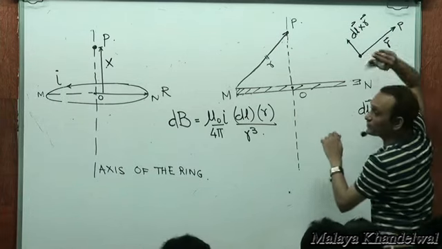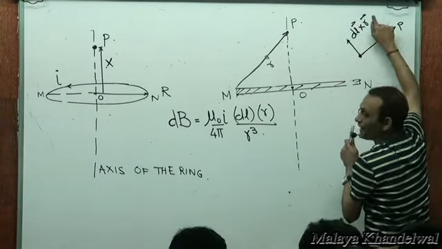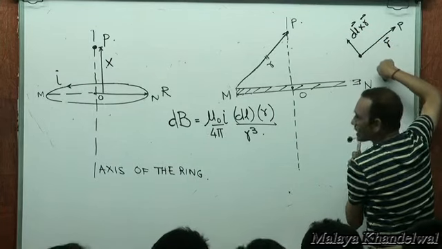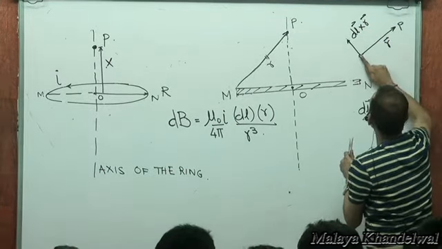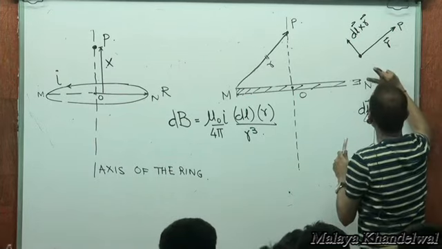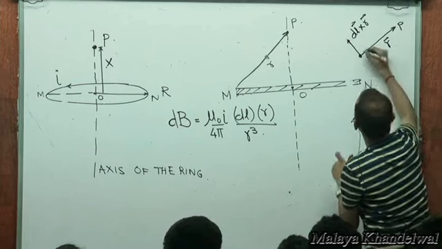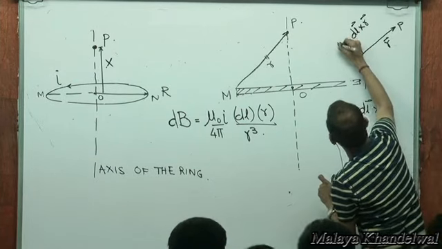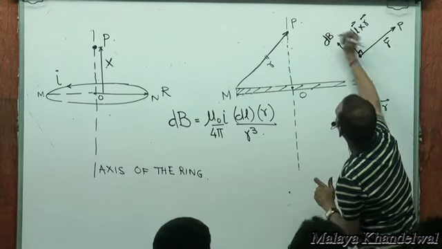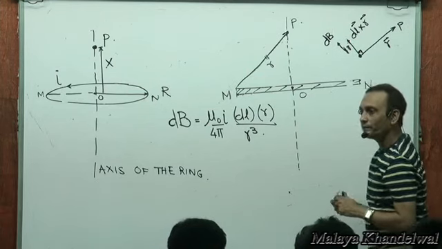If dl comes out of the plane, if dl were to be going into the plane, then dl cross r would have been this way, right? This is dl, this is r, so dl cross r is like this, perpendicular to both dl and r, right? So this would also be the direction of dB. This would also be the direction of dB, right?